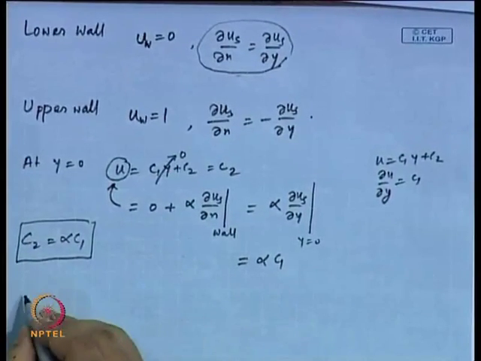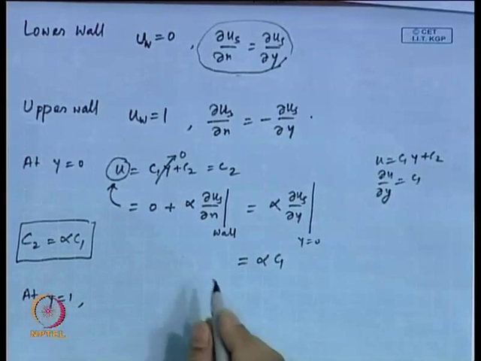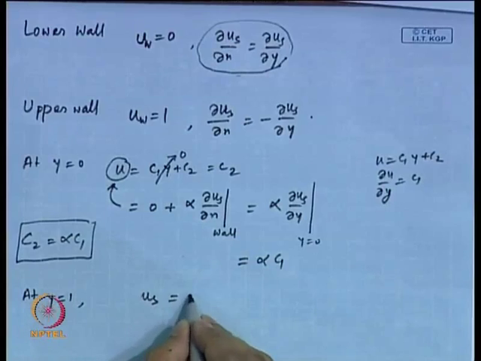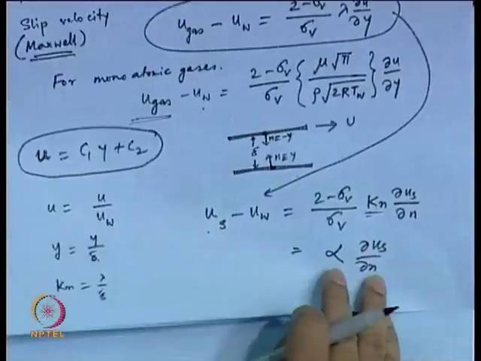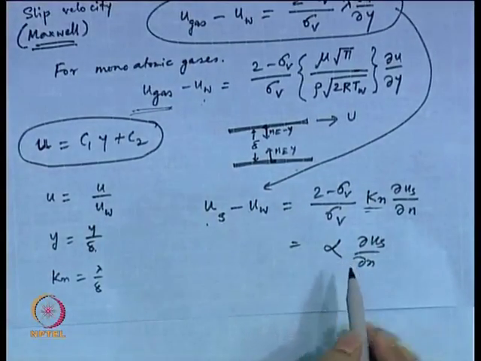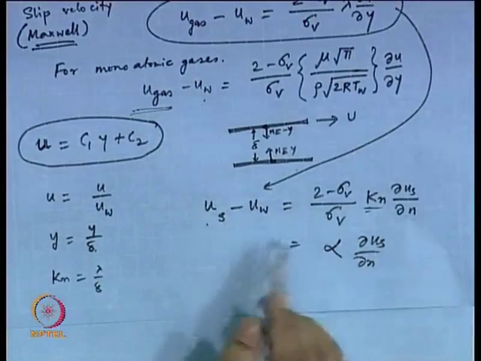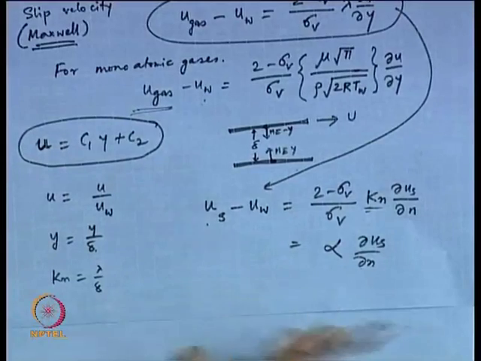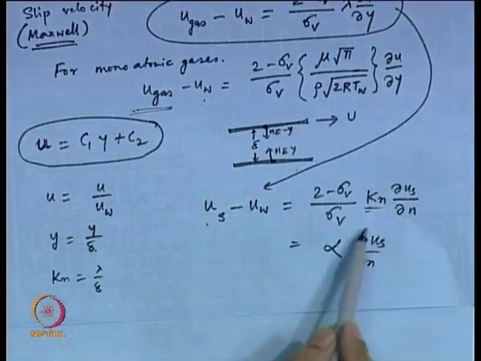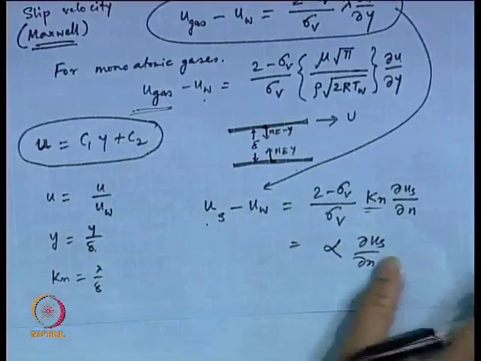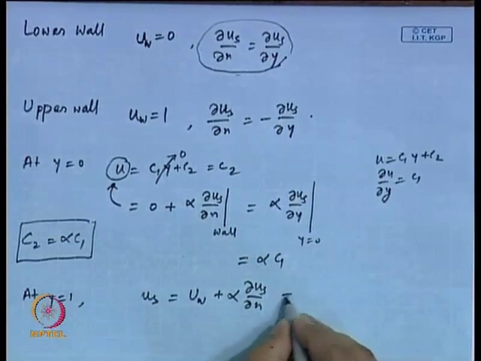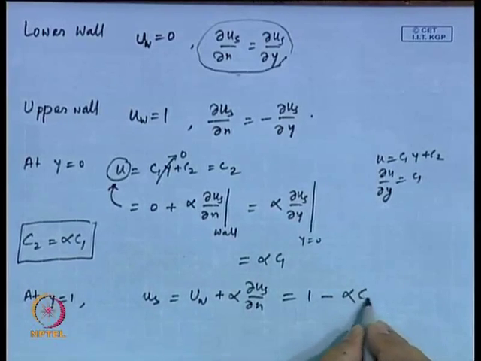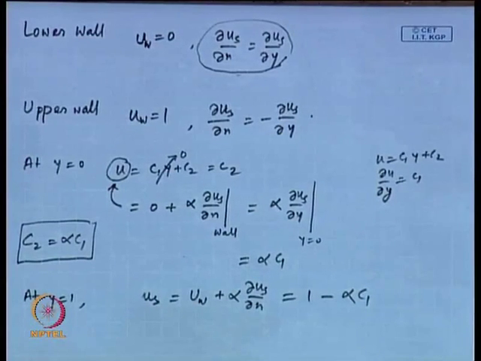What is the other one? At y equal to 1, you have u_s equal to u_w plus alpha ∂u_s/∂n, same thing we did last time, with u_w going to the right hand side. Only difference is that here u_w is equal to 1 at the upper plate, and second, there is a change in sign between ∂u_s/∂n and ∂u_s/∂y. These are the two things we need to remember. So here you will end up with this equal to 1 minus alpha c1.